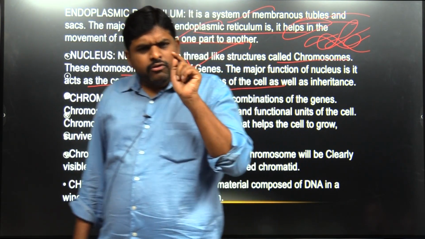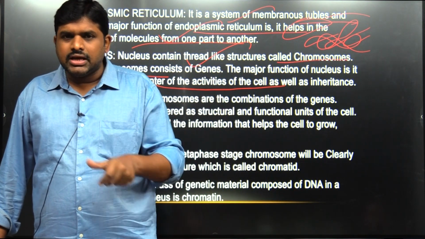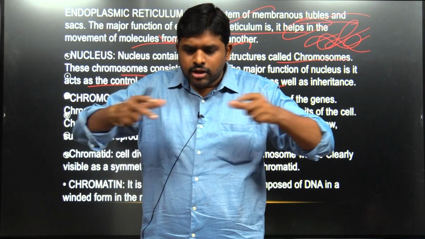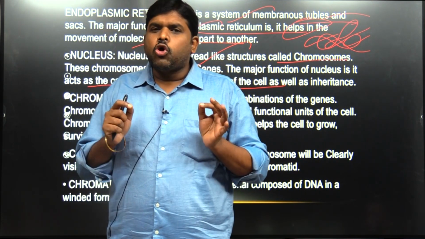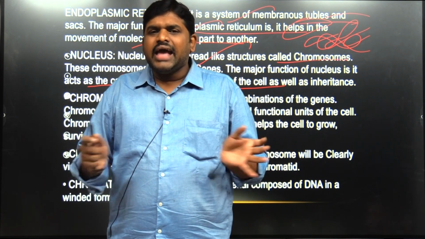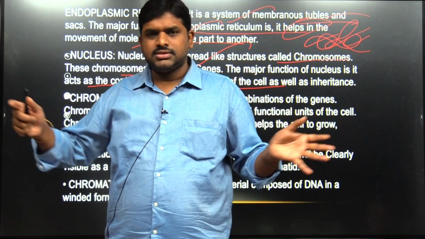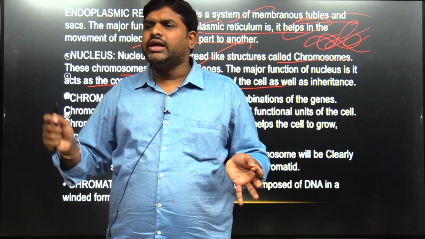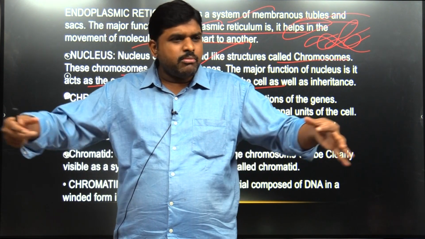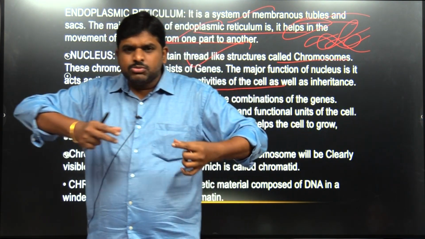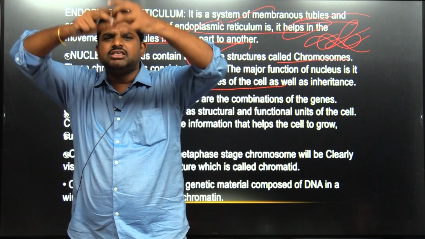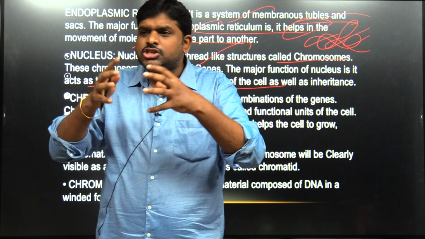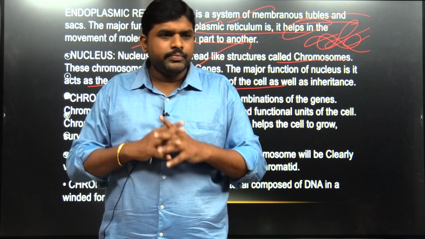So, this winded form of chromosome, when I open it and see it, chromosome is nothing but an arranged format of DNAs, deoxyribonucleic acid. The DNAs which are arranged in the form of kilometers, that particular arrangement of DNAs is called chromosome.